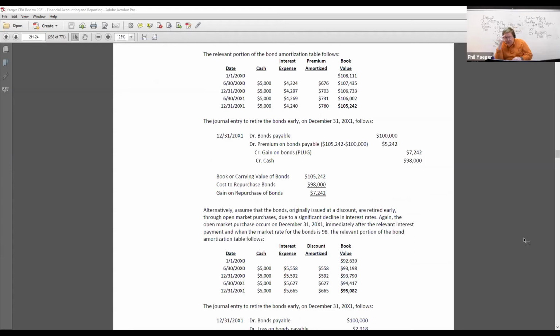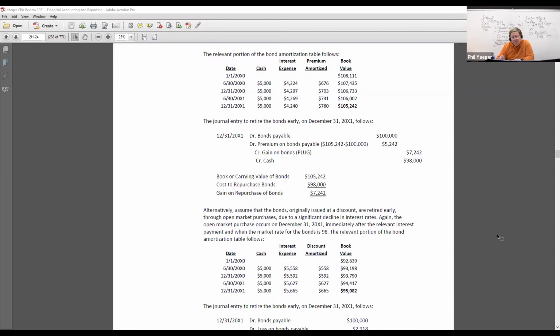Go ahead. The premium on the bonds payable on this journal entry is the unamortized bond premium that we're removing from the books. It's the portion of the carrying value of the bond, which is the unamortized premium. So the carrying value is 105,242. That's made up of the face amount of the bonds, which is 100,000, plus an unamortized premium, which is a credit balance of 5,242.